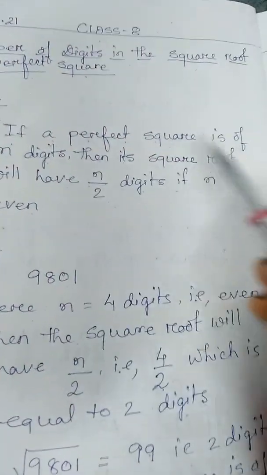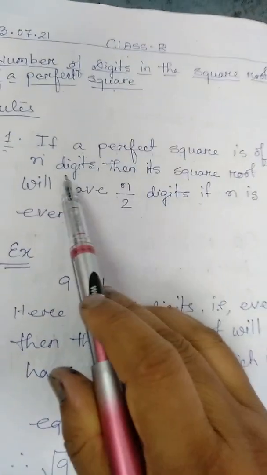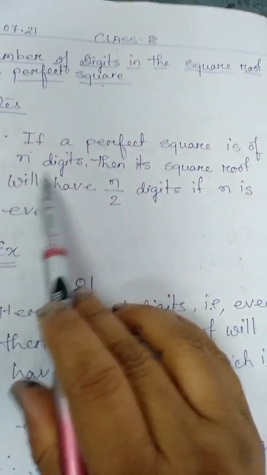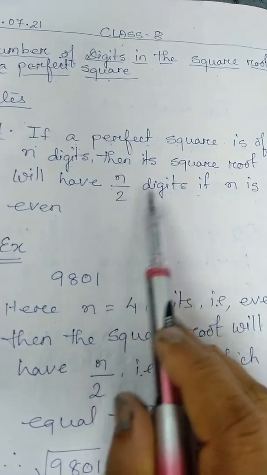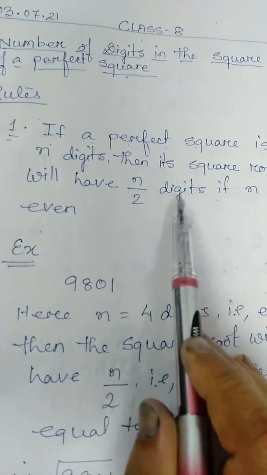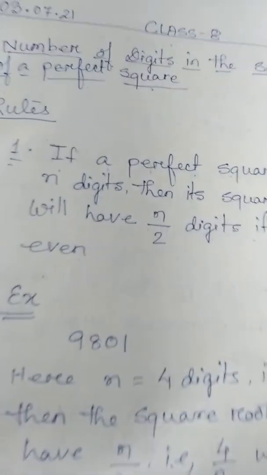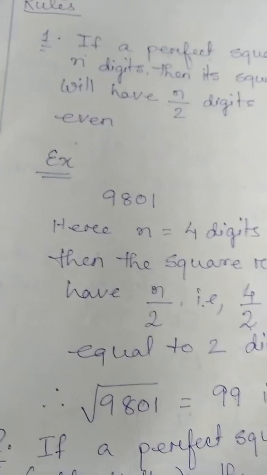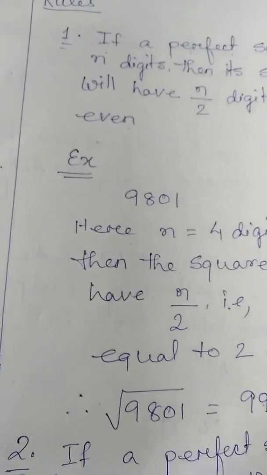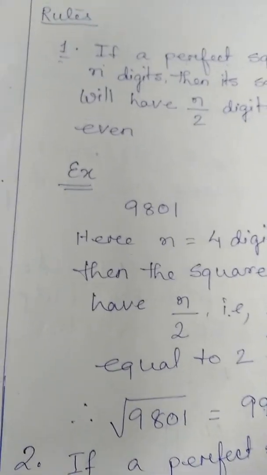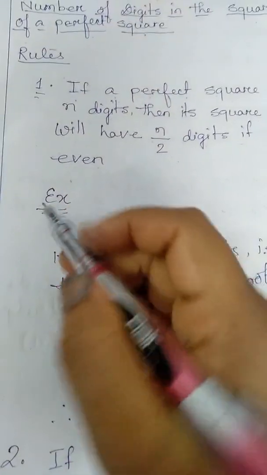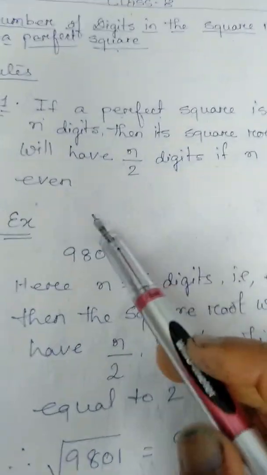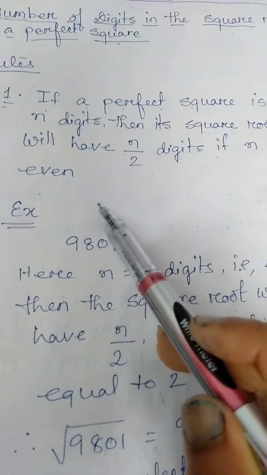That means if the perfect square has an even number of digits, then the square root will be of n by 2 digits. All of you have to remember the rules, because the next exercise, exercise 3.4, is related to this topic. So kindly try to understand this topic very carefully.